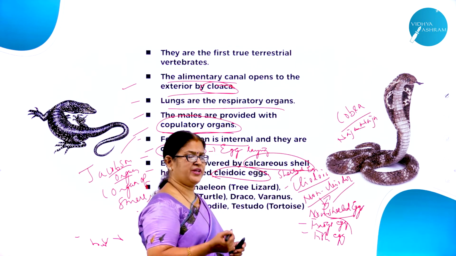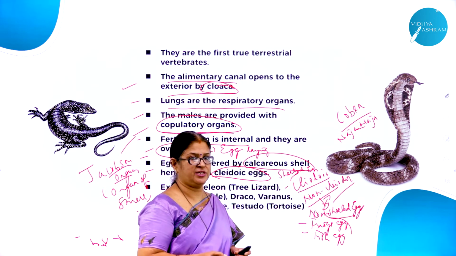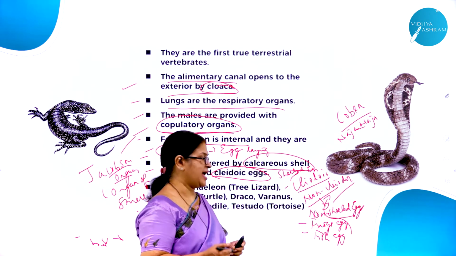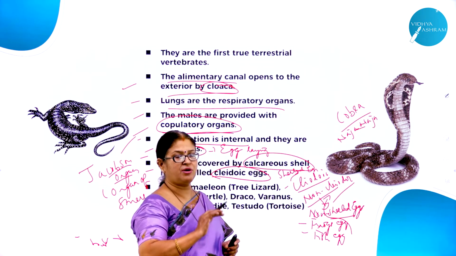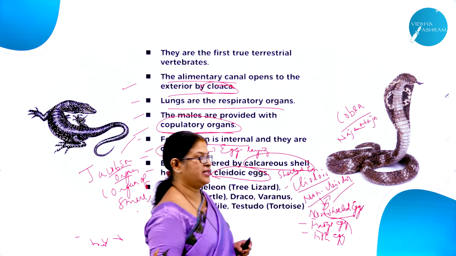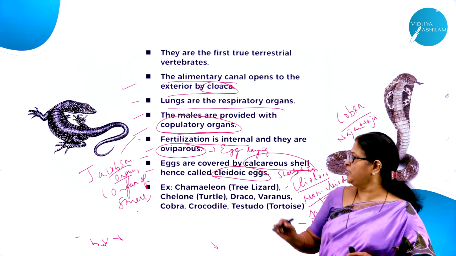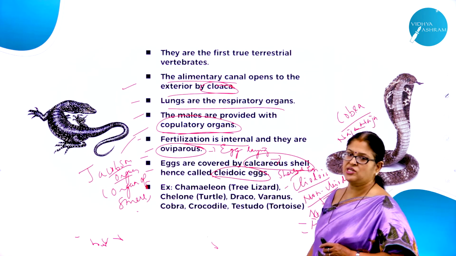And what is the significance of this calcareous covering? It is for protection, protecting the eggs till they hatch. But in the case of the frog and in the case of fish, it is not covered by a calcareous shell. But in the case of reptiles, we call them cleidoic eggs because they are covered by a calcareous shell.